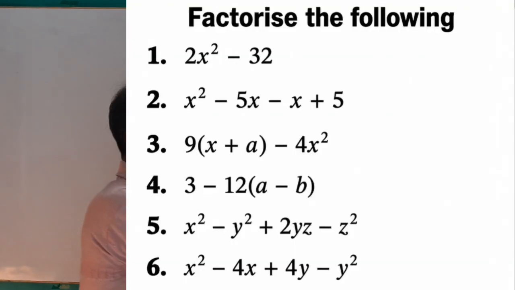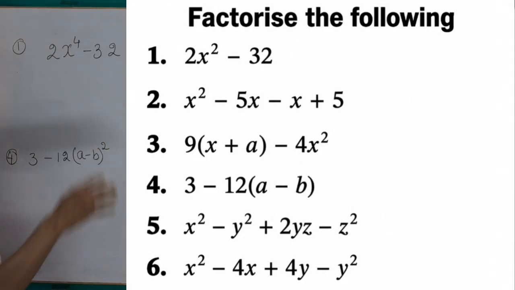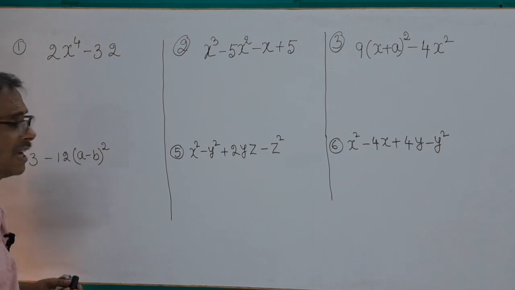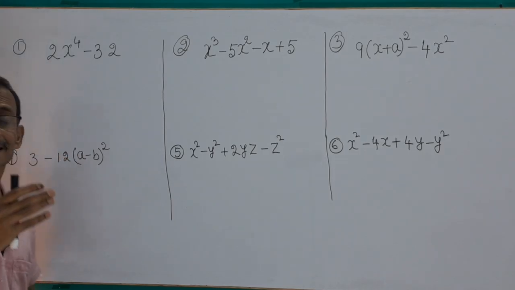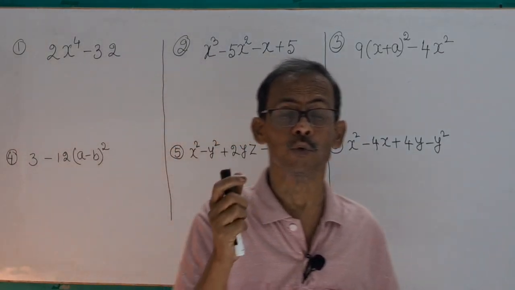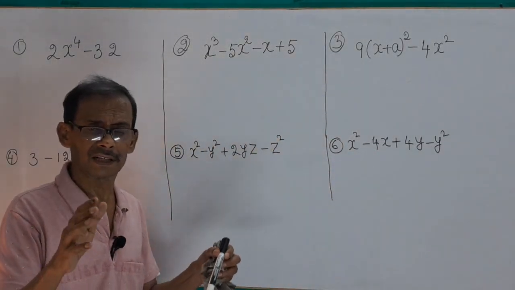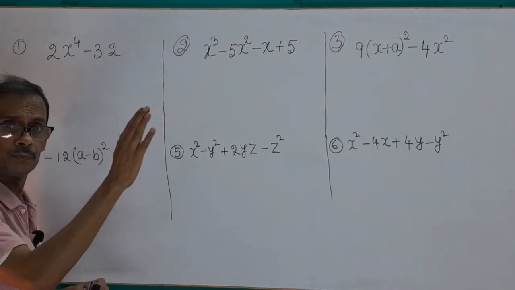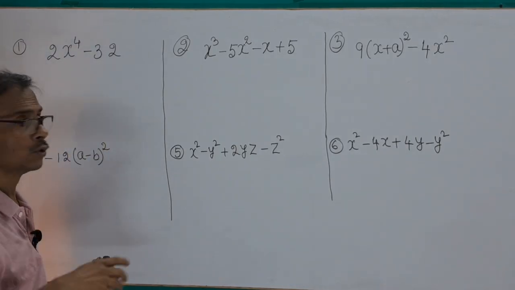So let's see, these are the questions we are going to attempt in today's video. Here is question number 1: 2x to the power 4 minus 32, and you have to factorize this using a square minus b square, writing 2x to the power 4 in the square form. But again, 2 is not a square number, neither is 32. So you know the trick: 2 is common in 2 and 32. In both the terms, 2 is present because 32 you can write as 2 into 16.